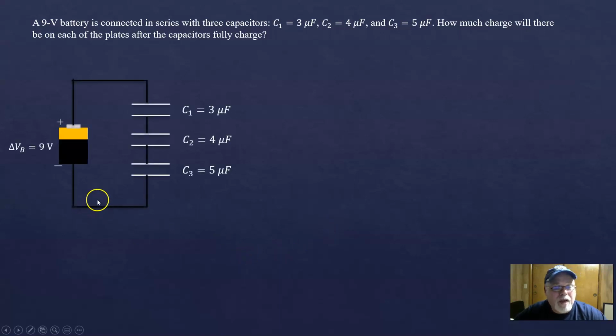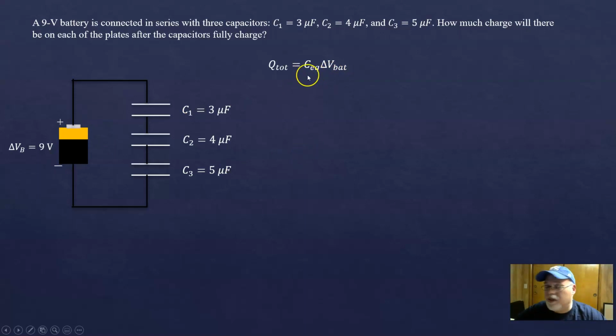Here's a picture. I've got my 9-volt battery. That means delta V, the potential across the battery, is 9 volts. And I've got my 3 capacitors in series with one another. No branching here, no branching here. So these 3 things are in series. Okay, well, let's figure out the total amount of charge that's going to come out of the battery. Well, we know that the total amount of charge is just going to be equal to the equivalent capacitance of those 3 things combined multiplied by the potential across the battery, right?